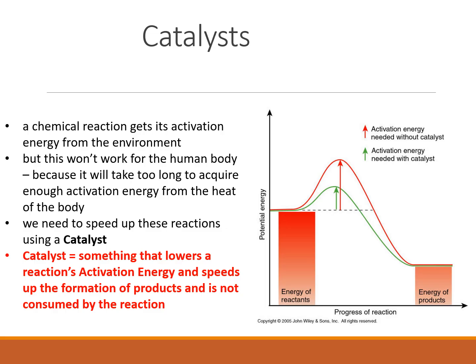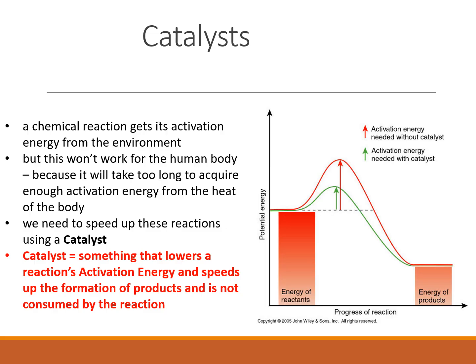A chemical reaction can get its activation energy from its environment. But this is not going to work for the human body because it's going to take far too long for a chemical reaction to acquire enough activation energy from the surrounding heat of the body. Remember, metabolic reactions are going to produce a certain amount of unusable energy in the form of heat, and that provides a source of activation energy. But that's nowhere near enough to what we need to conduct the majority of our metabolic reactions. So we need to speed up these reactions using a compound called a catalyst.